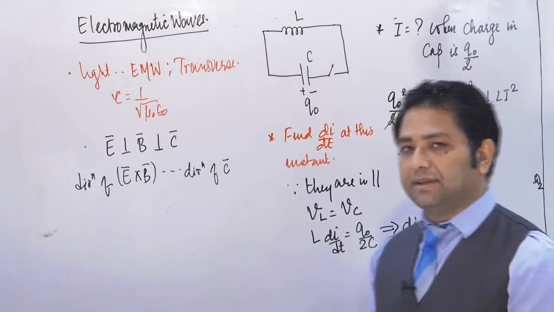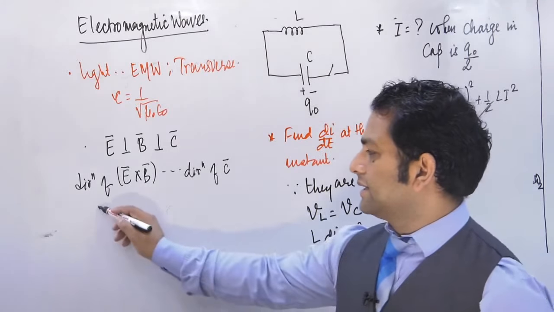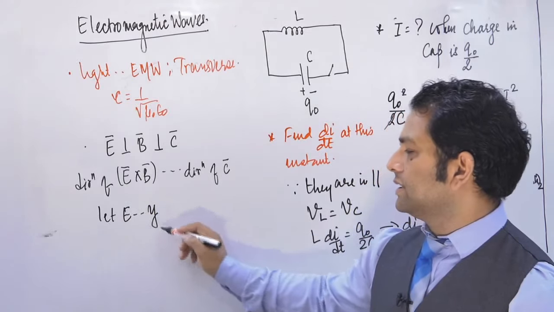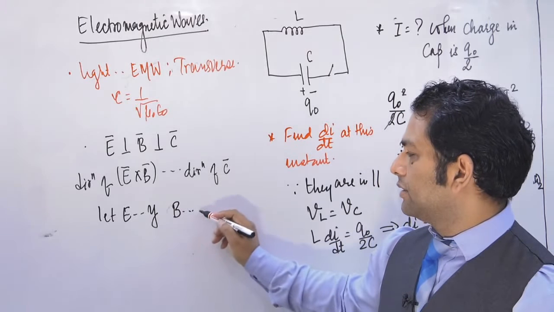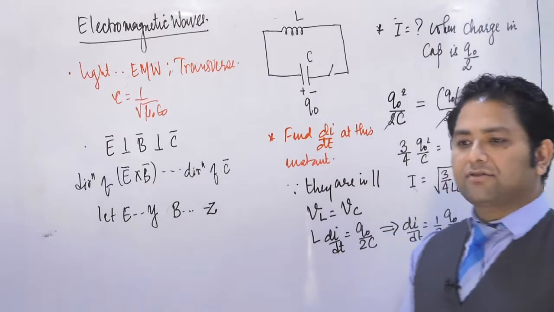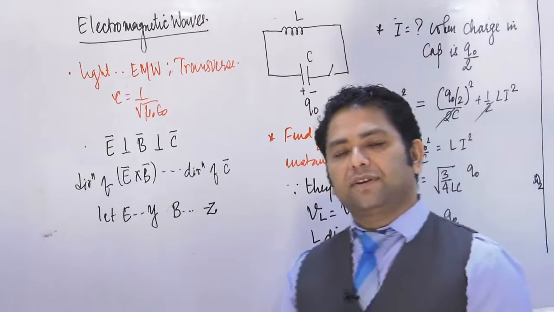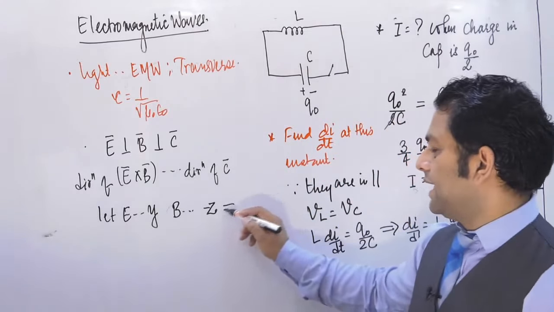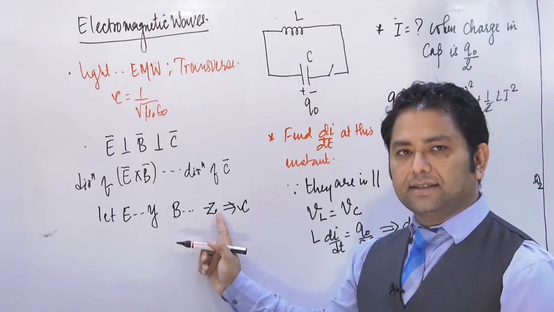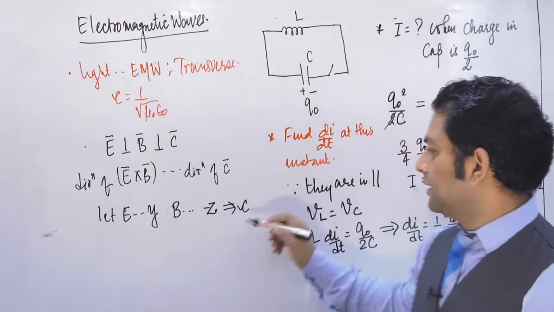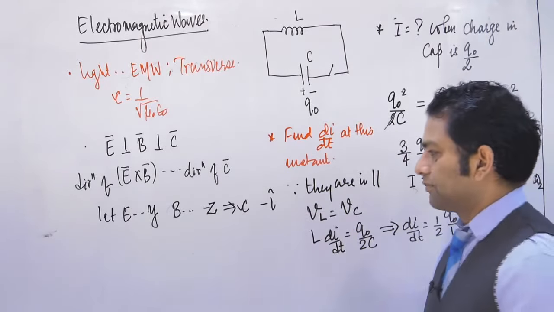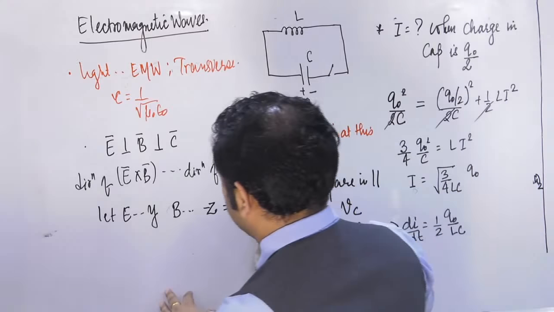Now let me show an example. Let the electric field be along the y direction and the magnetic field along the negative z direction. So electric field is along y, magnetic field is along negative z, so it implies the direction of the wave is j cross k, which is i, but there is a negative, so that will be minus i. That's all. By the way, wait a minute, let me do it in this way. Erase that.